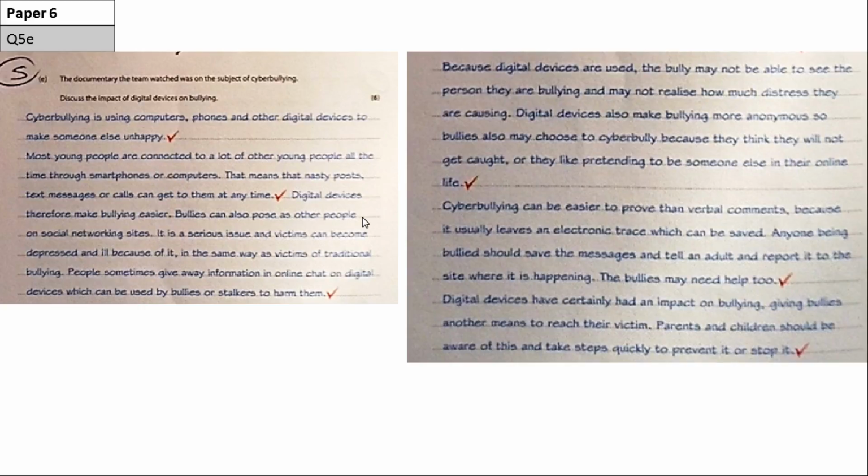So cyberbullying using computers, phones, and maybe a good idea in your 6 marker to describe what it is. Everyone's connected, and text messages and calls can be used. Digital devices make it easier. Cyberbullying can be easier to prove than verbal comments. The positive impact is if you've got a text, or something on Facebook, on your phone, you can prove it a lot easier. Digital devices also mean you can send stuff without knowing the impact that you're having.